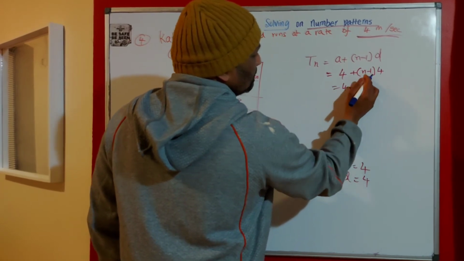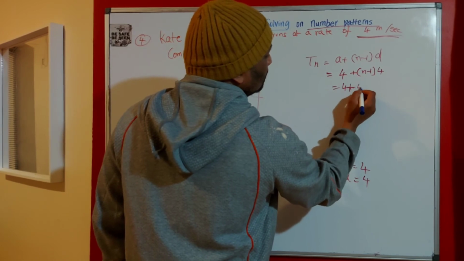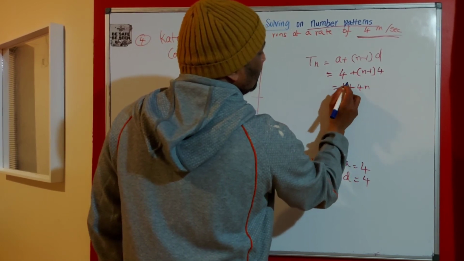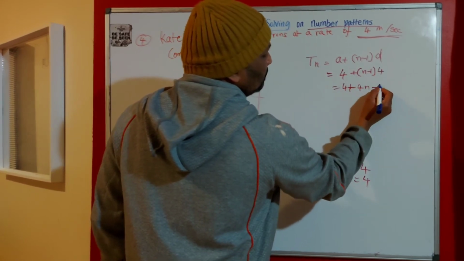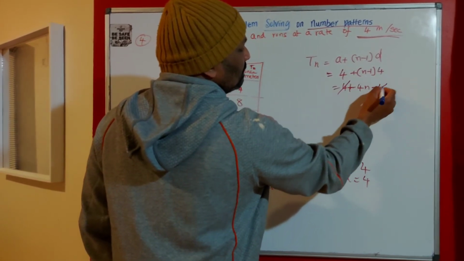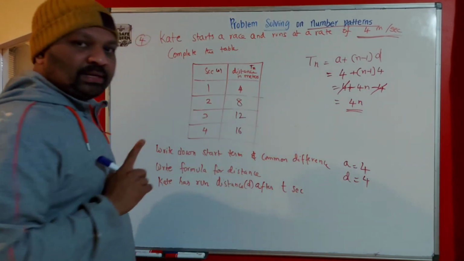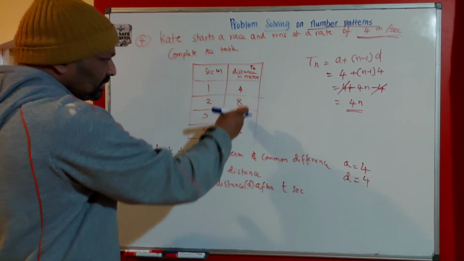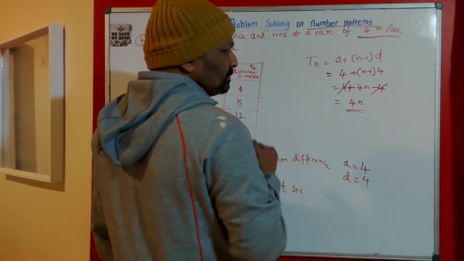4 plus, expand this one, 4 into n into 4, 4n, minus 4. Plus 4 and minus 4 get cancelled and you get 4n. 4n is the general term in this pattern.